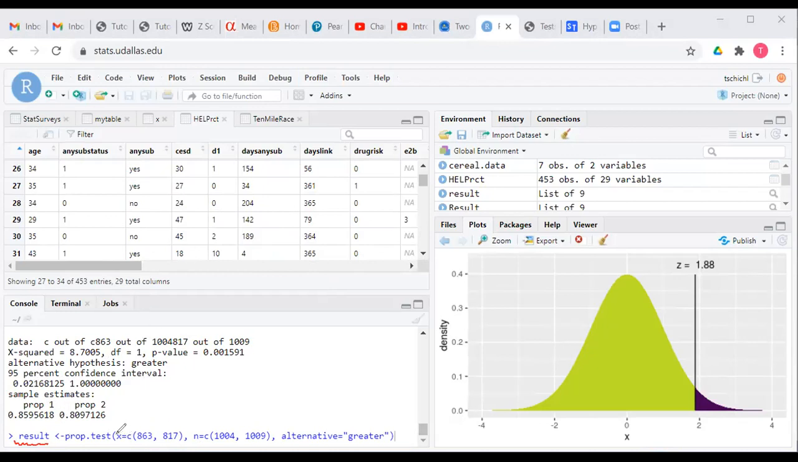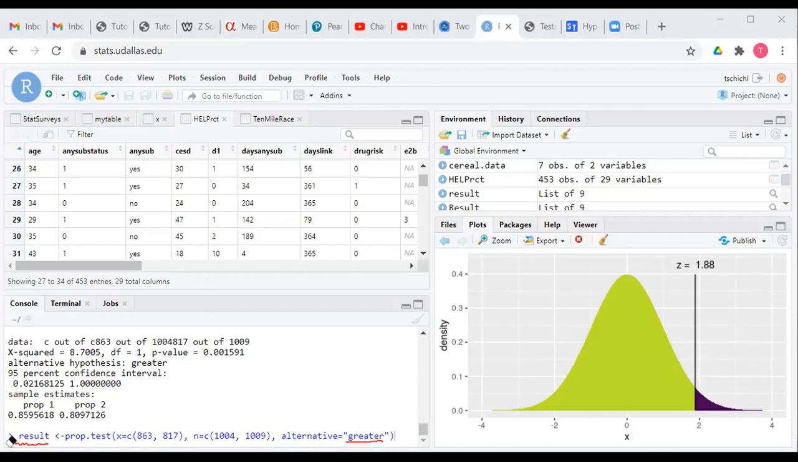Basically you say X is the count, 63 and 17. That's what we derive from the percentage they give us. Then N is equal to the count, 1004 and 1009. For the alternative, you say it's greater than, because it's P1 greater than P2. Of course, the other options are two-sided or less. These things need to change if you're doing two-sided or less.